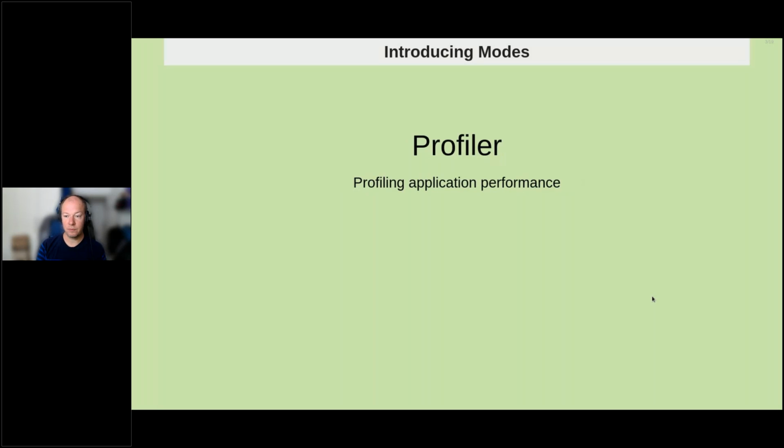Then there's the profiler. It allows you to see which bits of your application are being slow for a single request. This is quite a useful feature to have, especially if you want to make some optimizations to applications yourself.